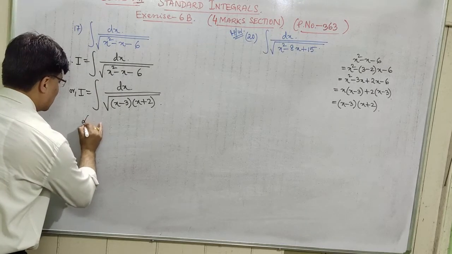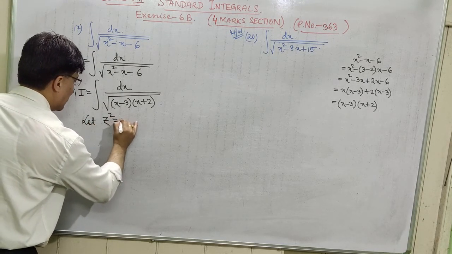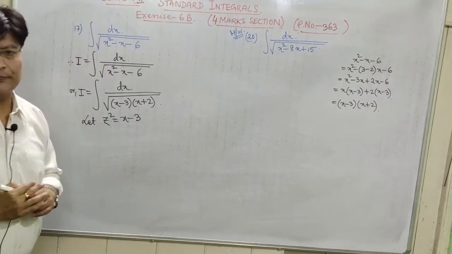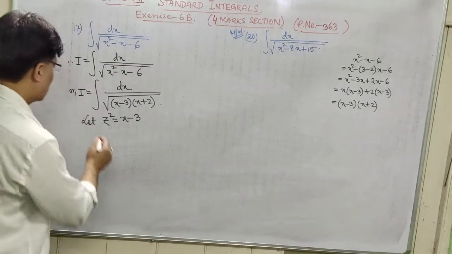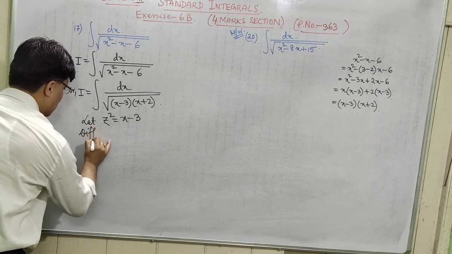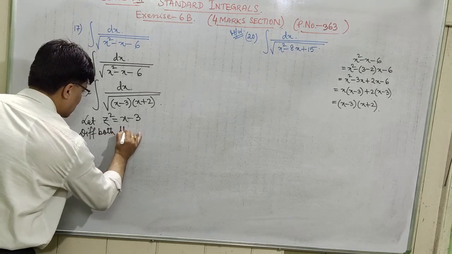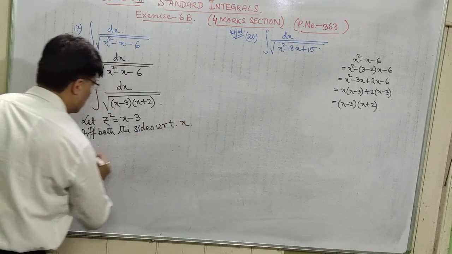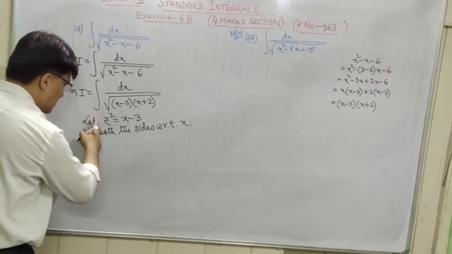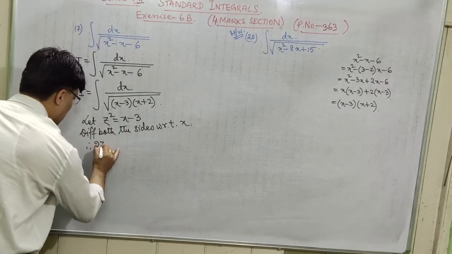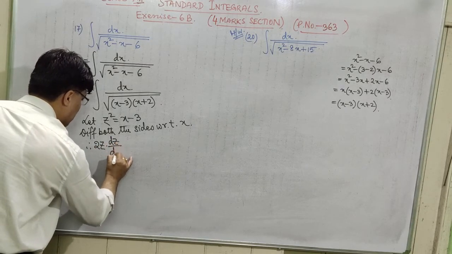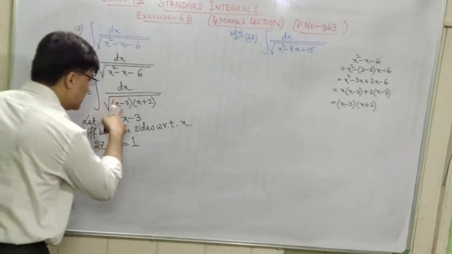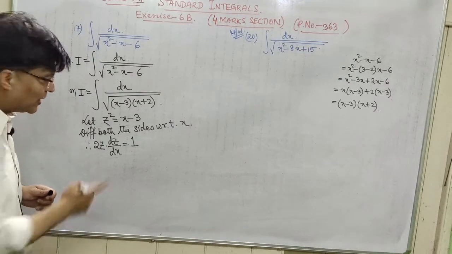So let us assume z square is equal to the first factor, that is x minus 3. You may assume z square is equal to x plus 2 also. You will get the same answer. So let us differentiate both the sides with respect to x. What is the differentiation of z square with respect to x? It is 2z into dz by dx, which is equal to 1, right? Differentiation of x with respect to x is 1. Differentiation of 3 with respect to x is 0, that is constant.